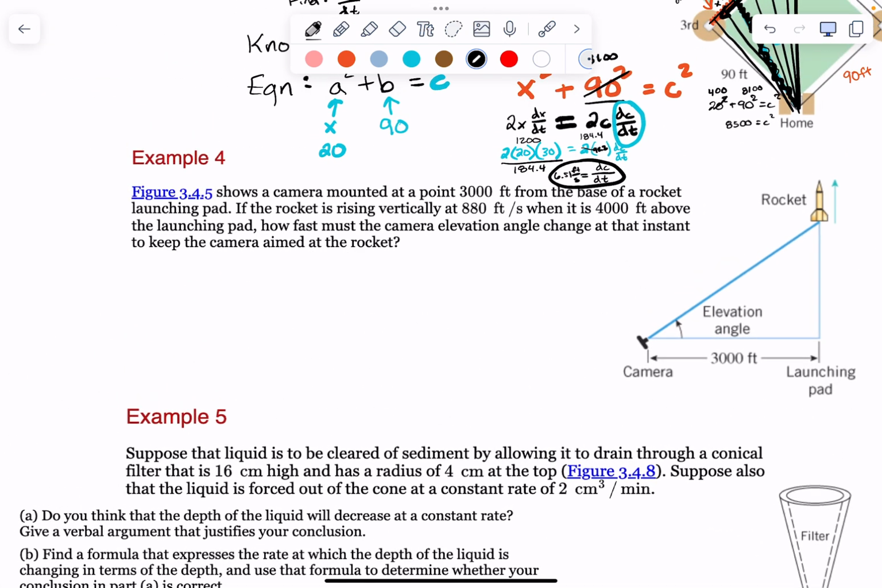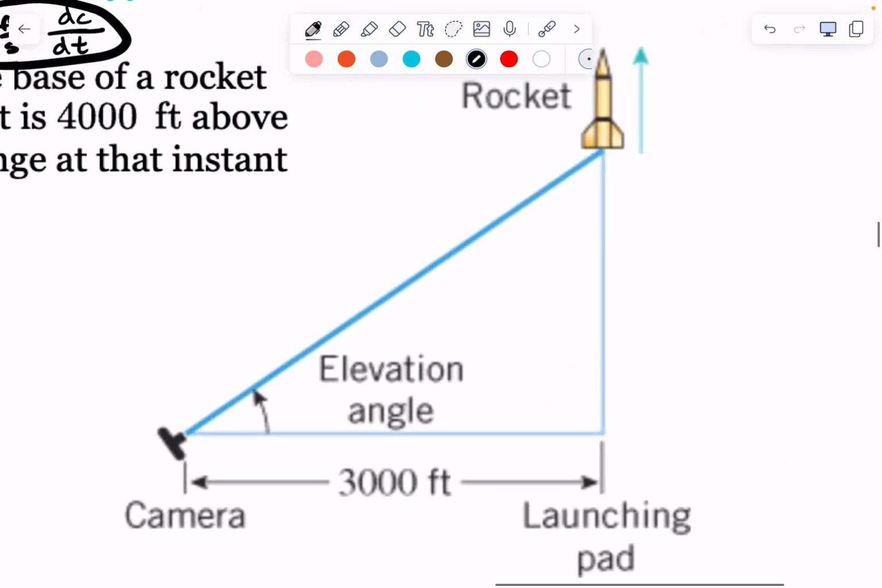All right, example 4, we have another picture and a rocket is being launched and then we have a camera that is watching this rocket being launched. But what shape is this? A right triangle again. So I'm going to guess that the equation is probably going to be the Pythagorean theorem again, right? I don't know.